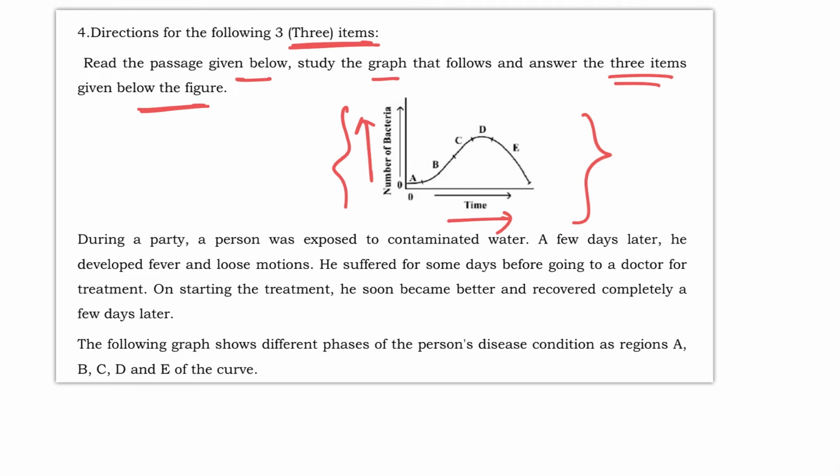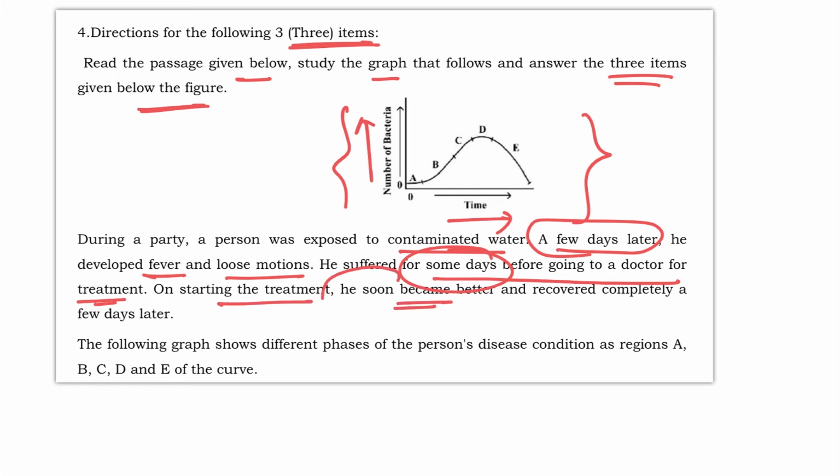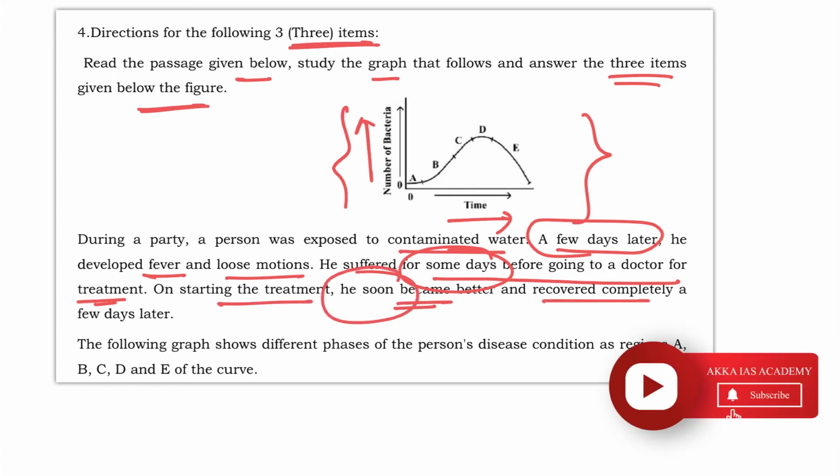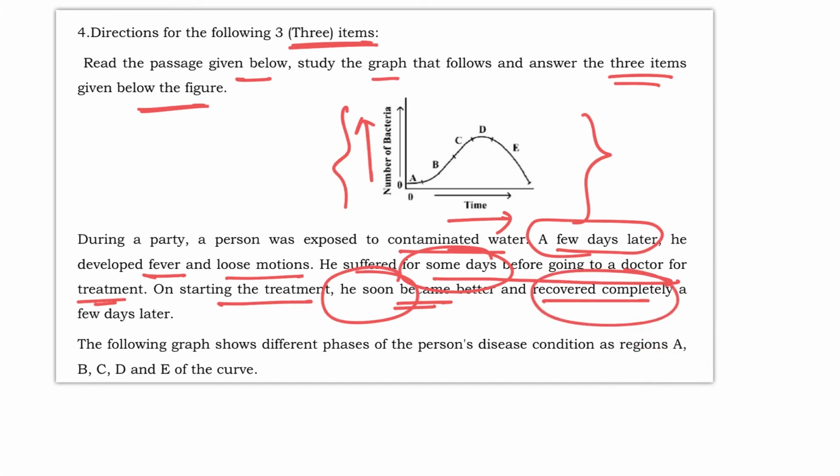During a party a person was exposed to contaminated water. A few days later he developed fever and loose motions. He suffered for some days before going to a doctor for treatment. On starting the treatment he soon became better and recovered completely a few days later. The following bar graph shows different phases of the person's disease condition as regions A, B, C, D and E of the curve.